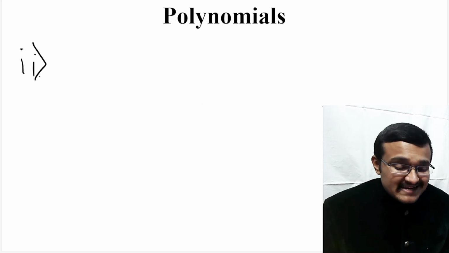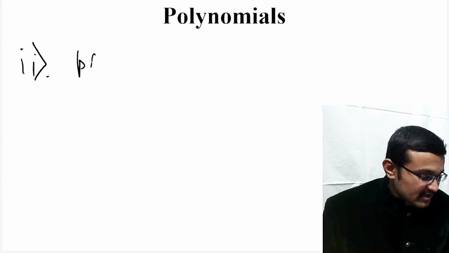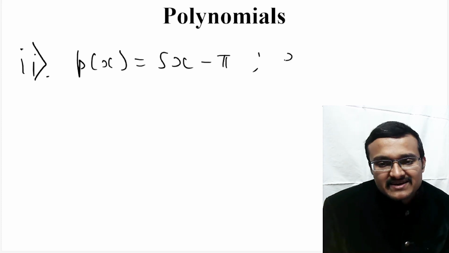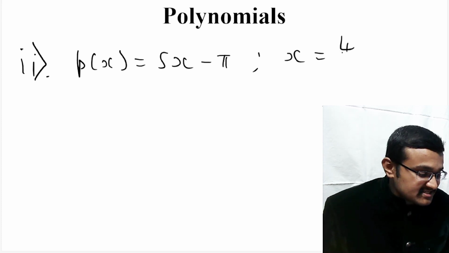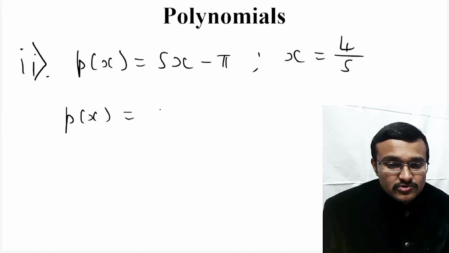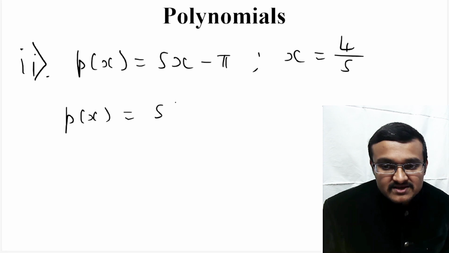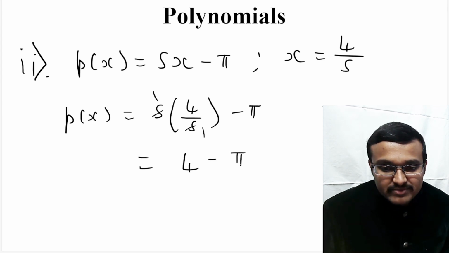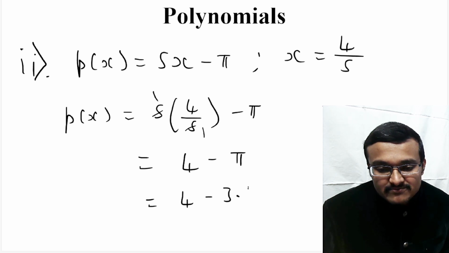Now we look into the second question in this third question. Here you have p of x is equal to 5x minus pi, and here they have given the x value as 4 by 5. So 5x means 5 into 4 by 5, minus pi. Here the 5s get cancelled with each other, so you will get 4 minus pi. Pi is nothing but 3.142, and it goes on like this.